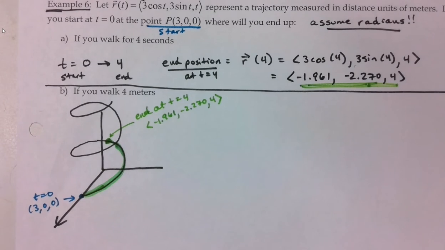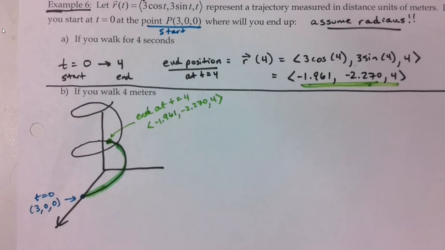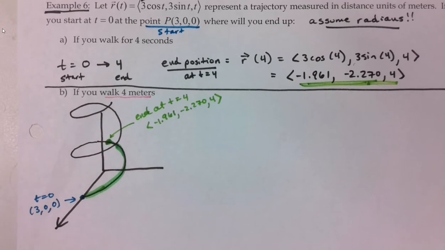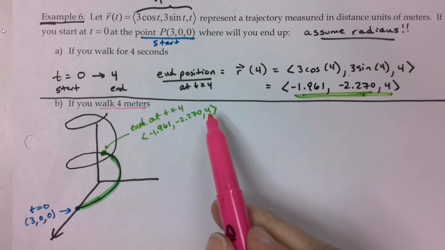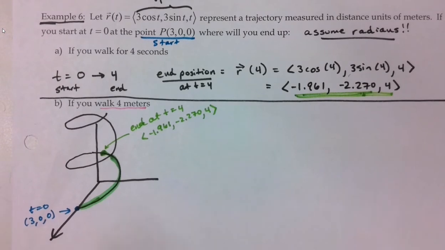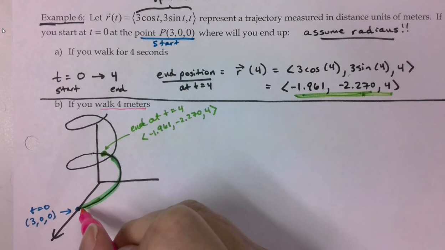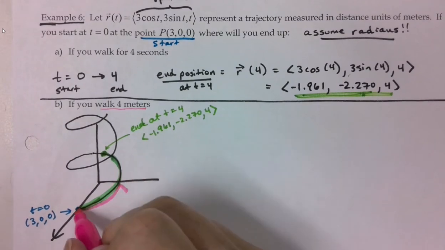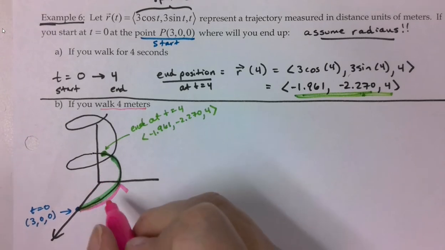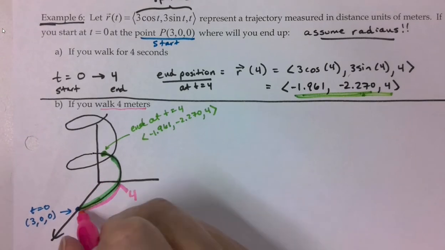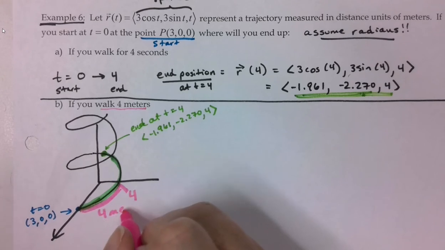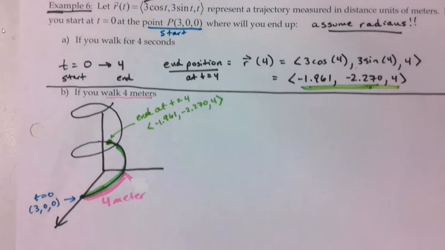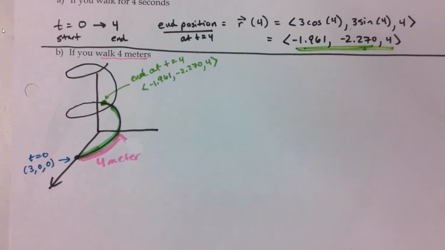Okay, suppose I don't want to do that though. Suppose I want to walk 4 meters. That's actually going to be smaller, because this particular one was climbing 4 in the z direction alone, so this won't be as far. So what if I say I want to walk for 4 meters of distance? Then where do I end up? What's my ending position? Well, that's going to be a little bit different to find.